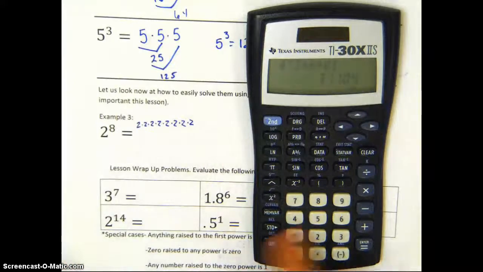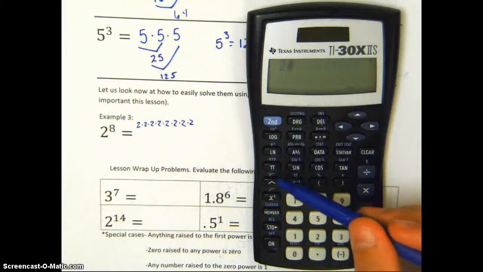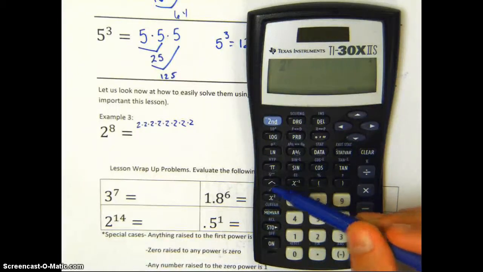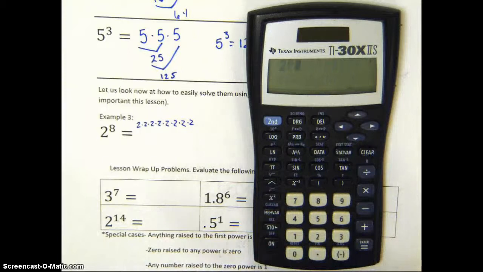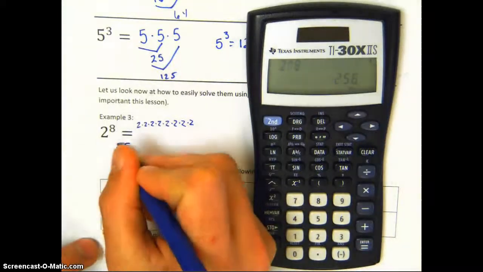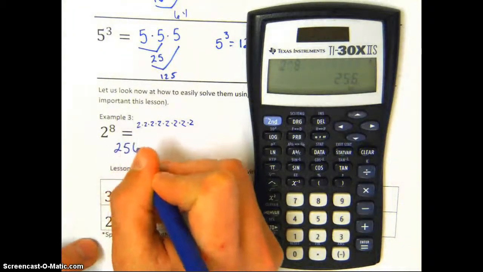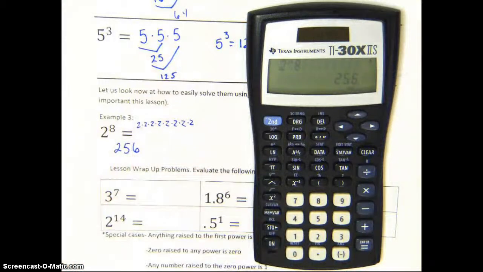Or we're going to learn what some of these buttons on the calculator do. First, punch in your base number, which in this case was 2. And then if you look right below the pi symbol, it looks like an upward caret symbol. That raises that number to whatever power you want. In this case, we're going to go to the 8th power. So I did 2 up to the 8th power and equals 256.